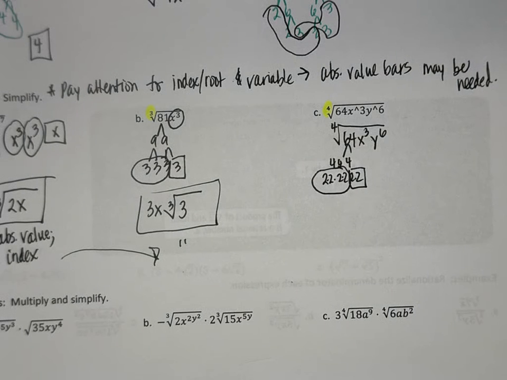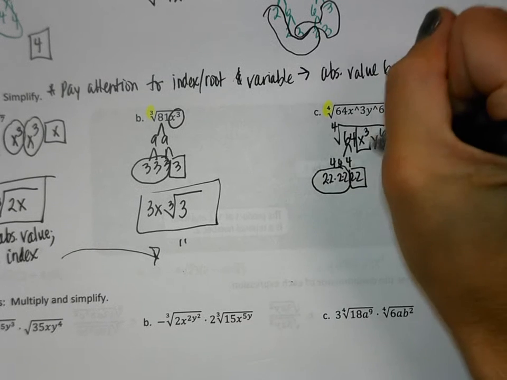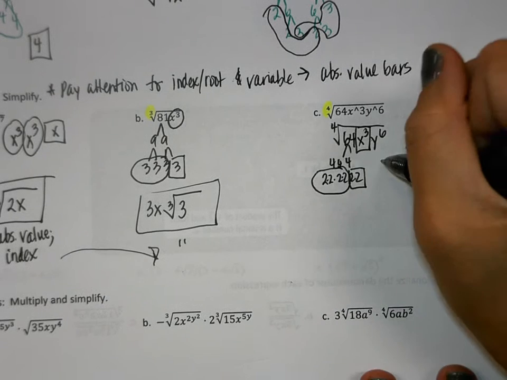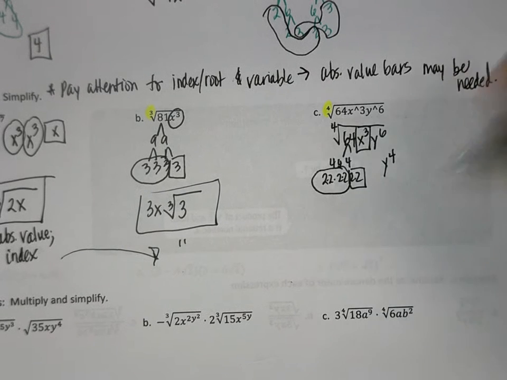X to the 3rd. Can I take out any group from that? Nope. So I'm just going to go ahead and box that one because it's going to stay under my radical. And then y to the 6th, I'm going to break that down to what? How many do I need for a group? 4. So I'm going to write this as y to the 4th, and then how many would I have left over?